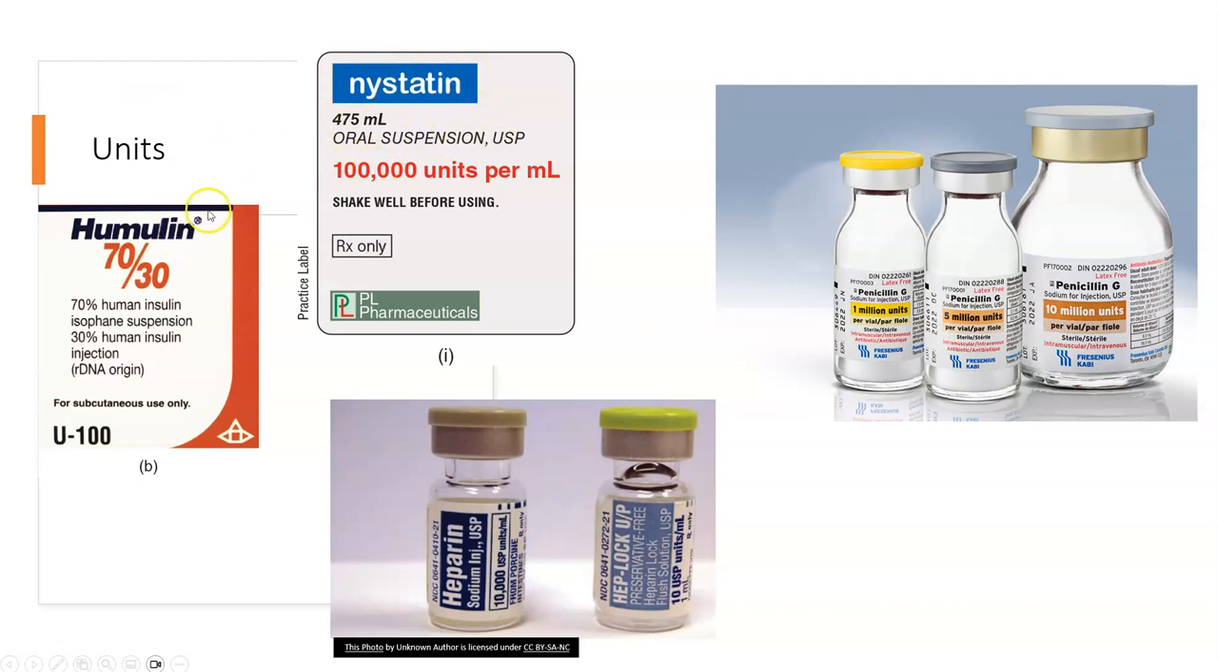I'm going to just reference right here again. Humulin is a brand name. It is human insulin isophane, a combination of human insulin and human insulin. This is a brand name. We've got the trademark. Nystatin, no trademark, no other names. It's a generic label. This one is 100,000 units per milliliter, and in the whole bottle, there's 475 milliliters. It's an oral suspension. We need to shake well before using. It's only available by prescription, so we're seeing a lot of information on that label.